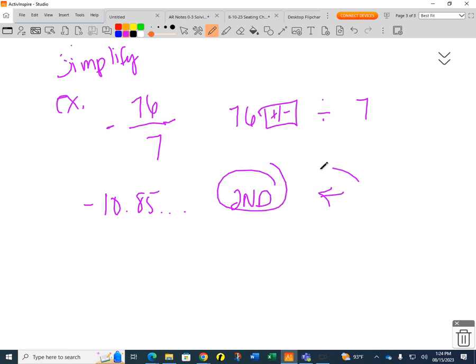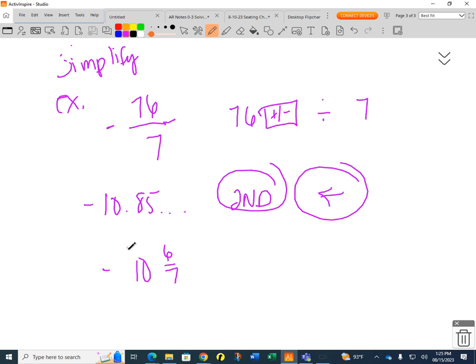Second and the arrow button, what do you get? Say it again. 76 over 7? I gotta walk over there, I can't hear you. Negative 10 and 6 over 7? Okay, so negative 10 and 6 sevenths. So if they give you this number and they ask you to simplify, guess what? It's already simplified. If they ask you to write it as a mixed number, you do just what we did. You divide it, then you go from the decimal back to a fraction using the second and the arrow button.